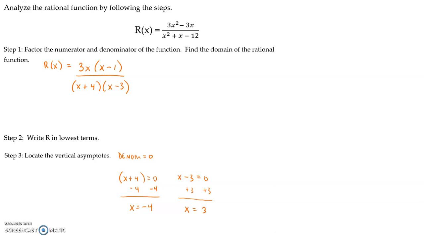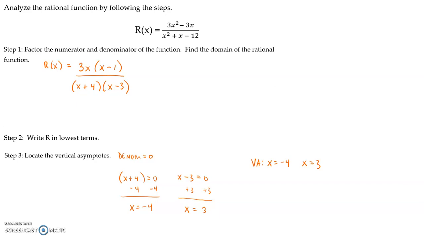So we have two vertical asymptotes here. X equals negative 4, and x equals 3. So when we're working with our domain, it can be any other x value except those two values.